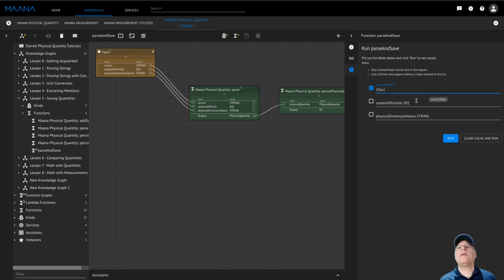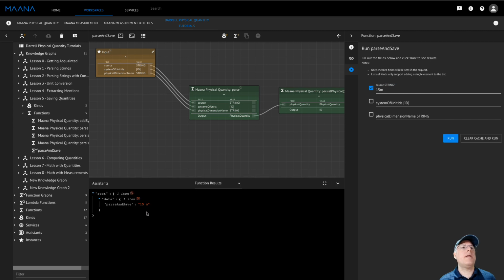I'm not going to tell it a system of units to use, and I'm not going to tell it a physical dimension to restrict this to, so it will use all of the units in the 3 default unit systems: the oil and gas domain-specific units, the MKS SI system of units, and the imperial system of units. When I run that, after a moment we can see that it saved 15 meters. It's returned to us the ID of the physical quantity that it saved.